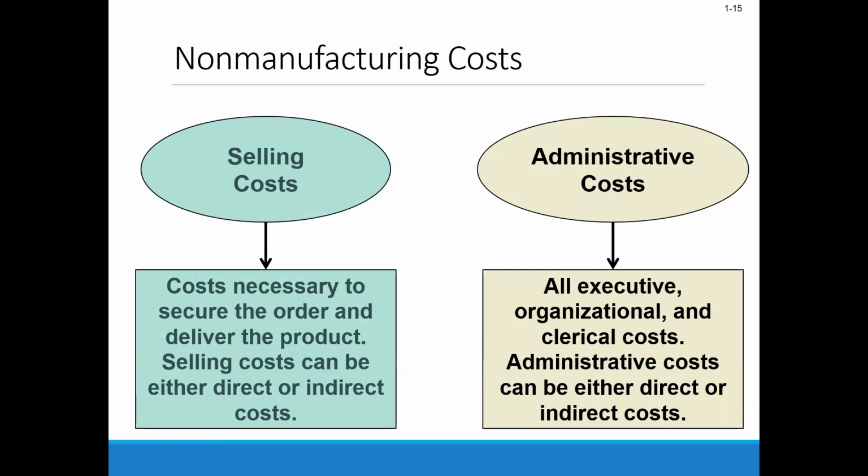Manufacturing costs are separated, and we write those off or expense them to cost of goods sold in the period those products are sold. Non-manufacturing costs are period costs, which means they are incurred and put on the income statement when they happen, because they're not related to the product.